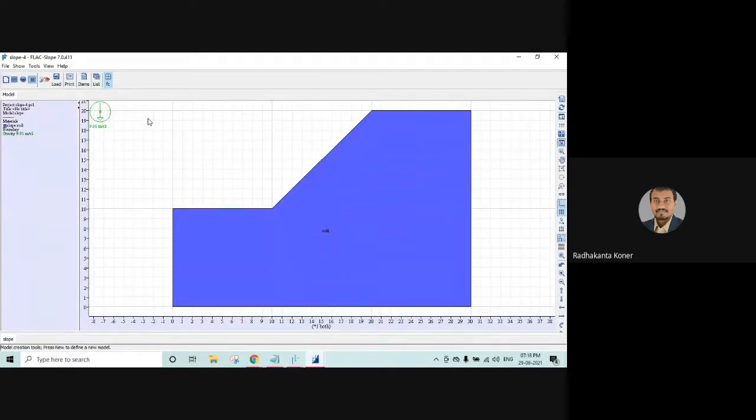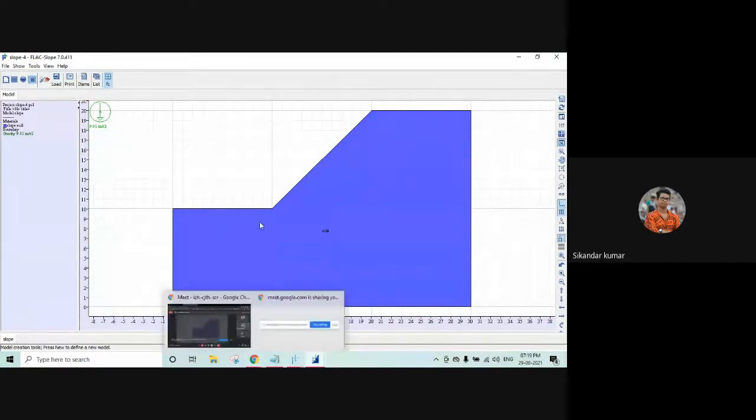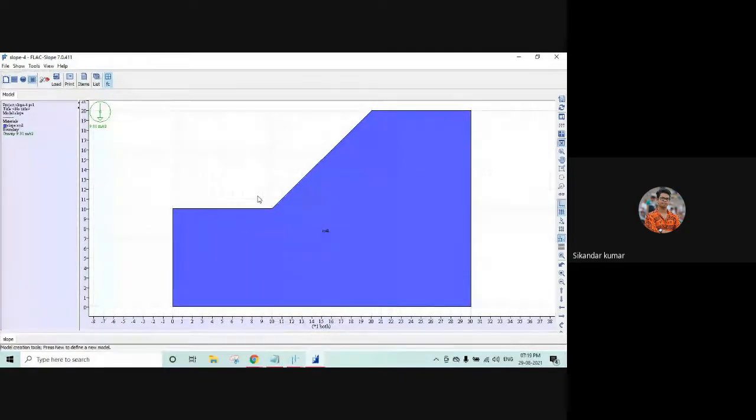Is it sufficient, Sikandar? Is it clear, understandable to you? Yes, sir. So every time we need to see the historical graph, the unbalanced force, or is there any thumb rule for the unbalanced force? The history plot of the unbalanced force. Yes, sir, right.